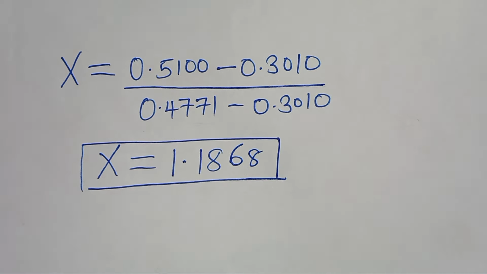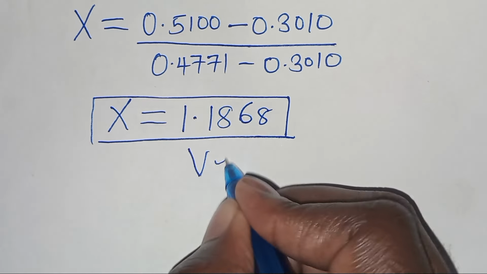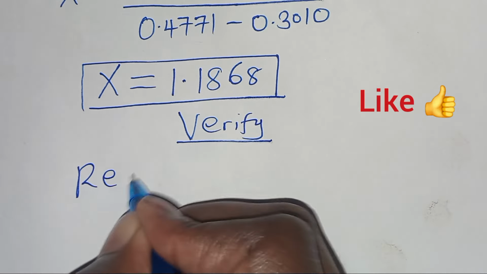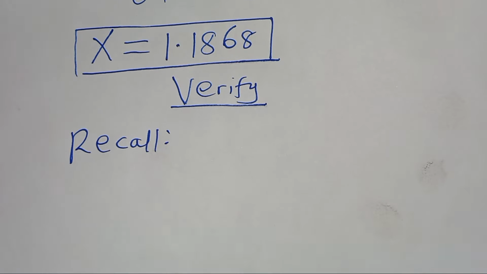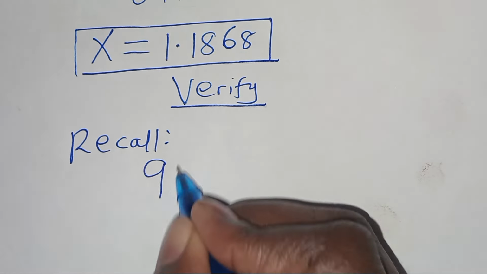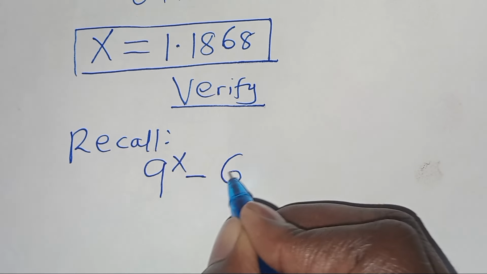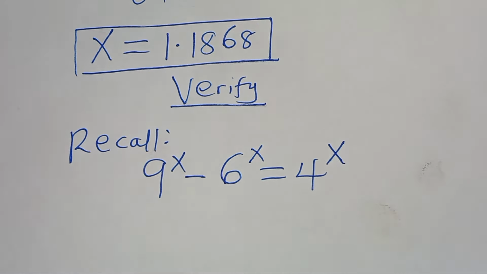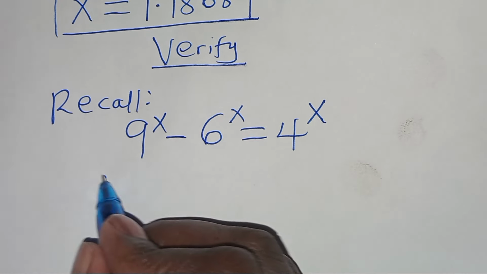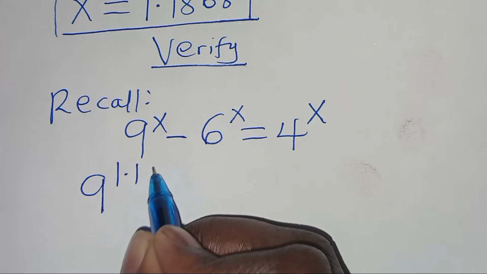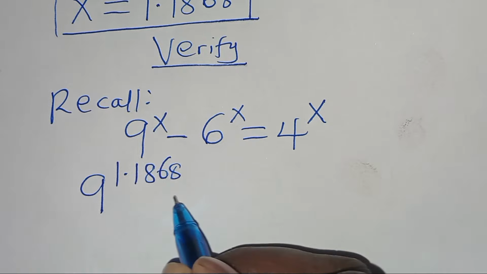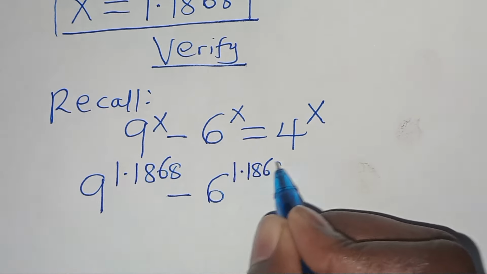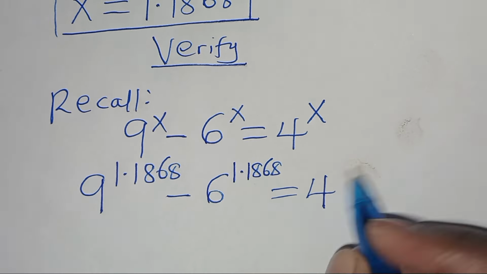The next step is to verify. So let's verify that this value of x satisfies the equation. So now, if you recall, we have the equation as 9 to the power of x subtract 6 to the power of x. This is equal to 4 to the power of x. Let's substitute the value of x. So we have 9 to the power of 1.1868 subtract 6 to the power of 1.1868. This is equal to 4 raised to the power of 1.1868.